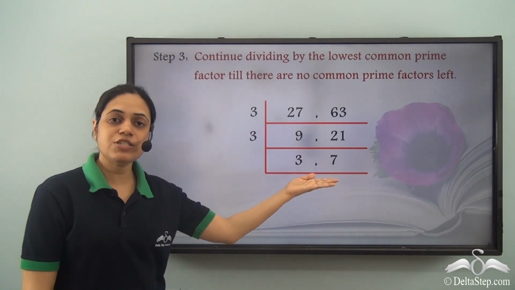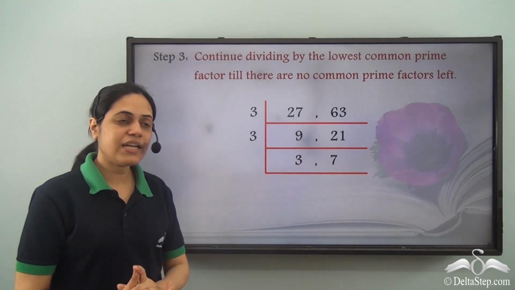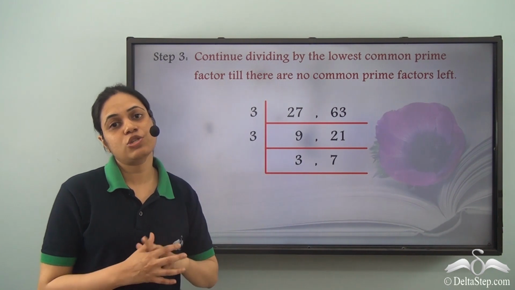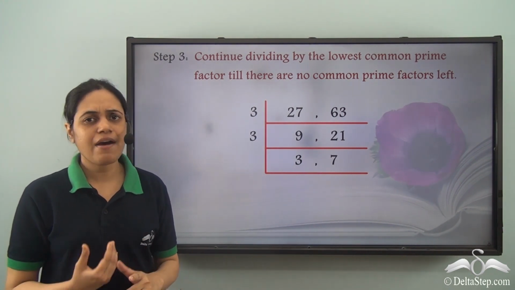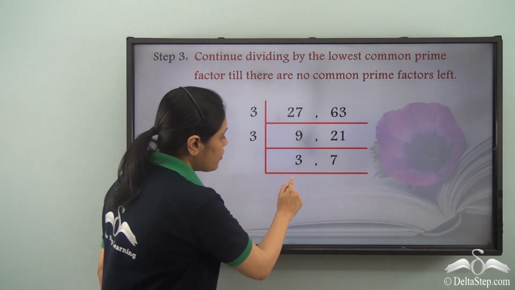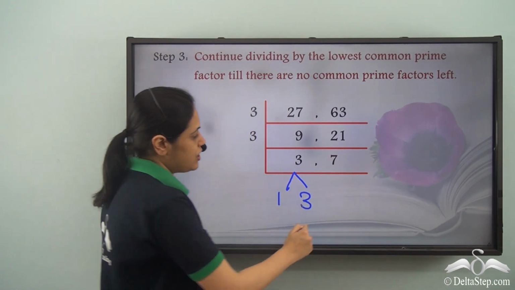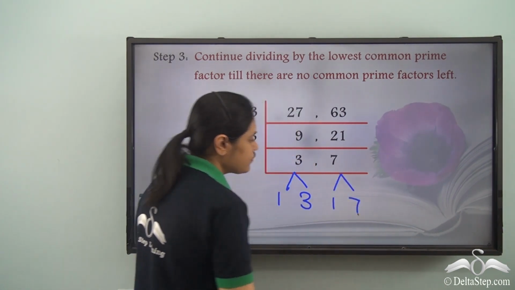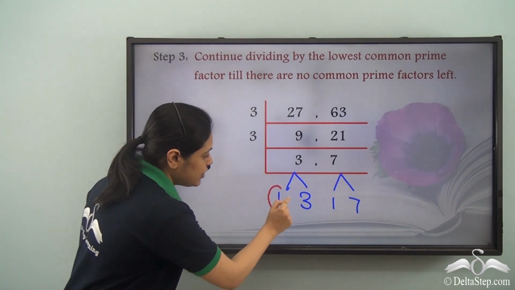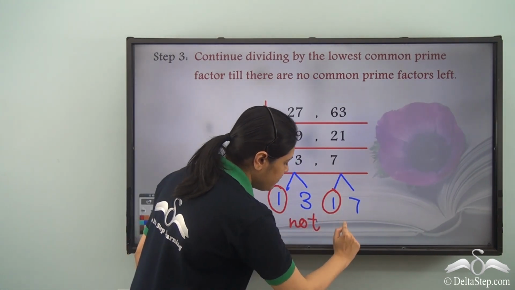Now once again I need to continue dividing by the lowest common prime factor. What are the numbers that I have here? 3 and 7. Now 3 is a prime number. 7 is also a prime number. So will they have a common prime factor? No, they will not have a common prime factor, because the factors of 3 are 1 and 3, because 3 is a prime number. The factors of 7 are 1 and 7, because 7 is a prime number. The only common factor that they have is 1, but 1 is not prime.